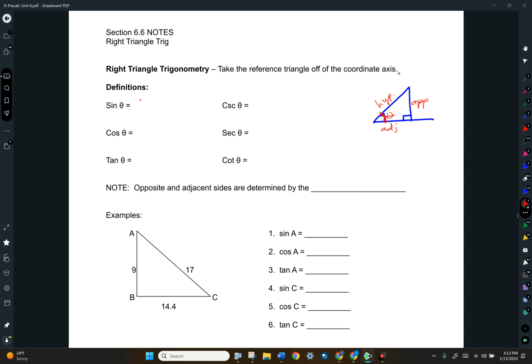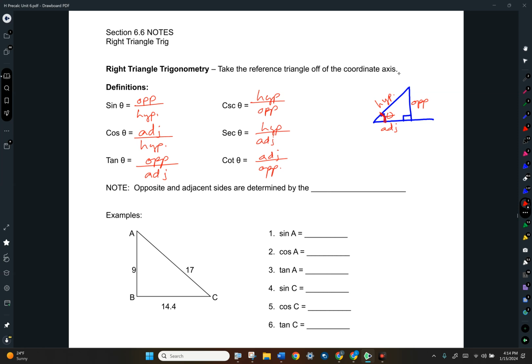So the sine is the opposite over the hypotenuse. The cosine is the adjacent over the hypotenuse. And the tangent is opposite over adjacent. And since these are the reciprocal functions, we would just flip them over. So cosecant is the reciprocal of sine, so it's the hypotenuse over the opposite. Secant is the reciprocal of cosine, so it's the hypotenuse over the adjacent. And cotangent is the reciprocal of tangent, so it's the adjacent over the opposite.